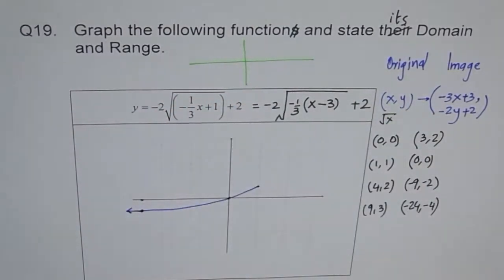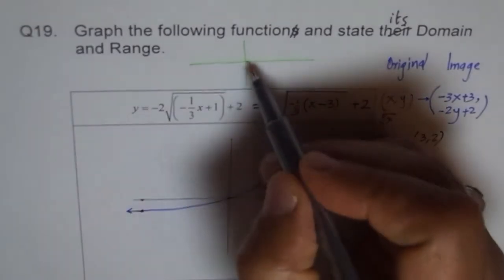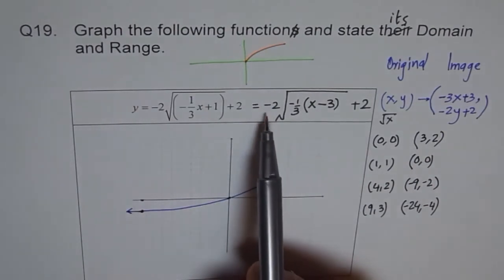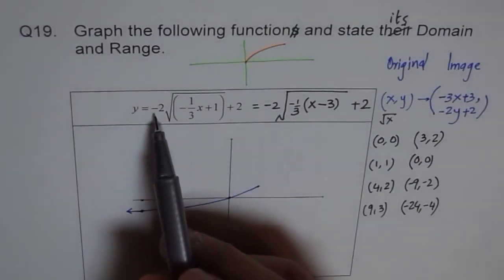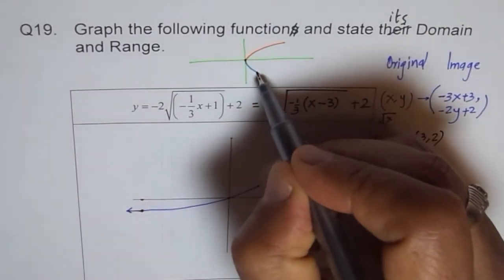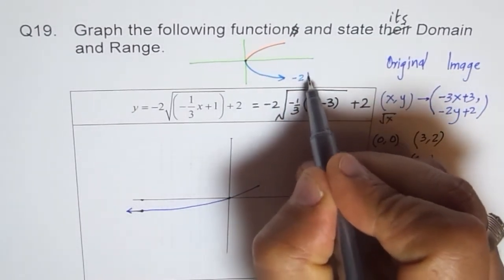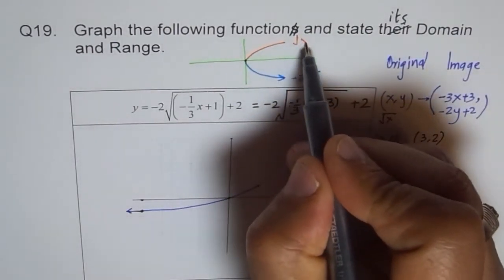So I'll make a small sketch to show you in steps how it gets transformed. First is a square root function, right? So we have the square root function like this. Now we are going to reflect this graph, and you can do the first two operations at the same time, that is reflect and then stretch. So this function becomes like this. This is minus 2 square root x, and this one is square root x for us.